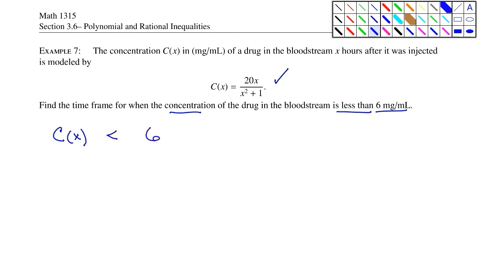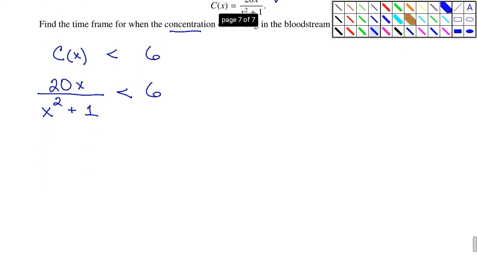So here we have the inequality we are trying to solve. 20x over x squared plus 1 is less than 6. To solve this inequality, I need to get 0 on the right side. So I'm going to move the 6 over. It comes over as a negative.